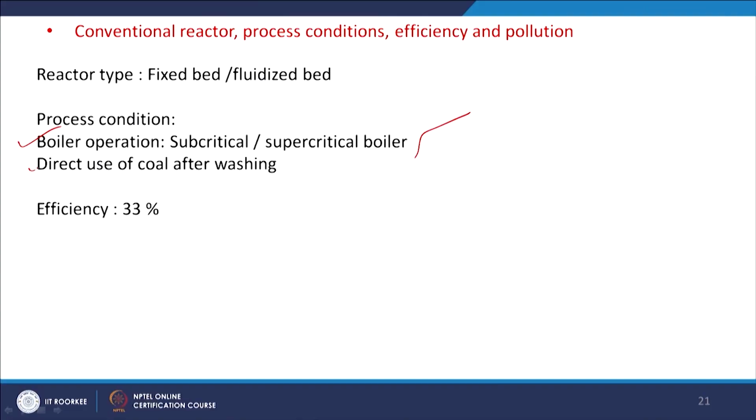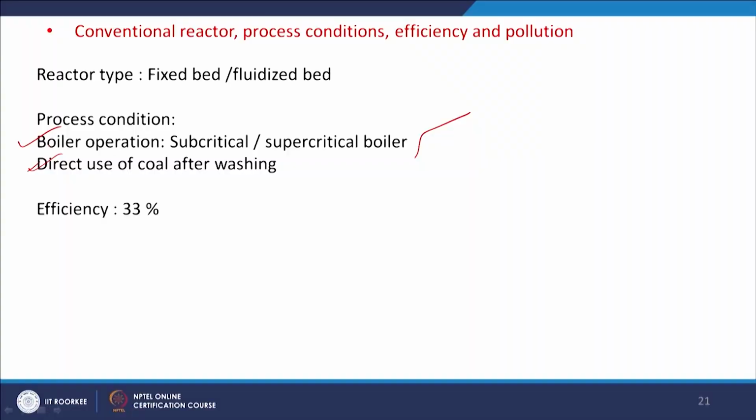And direct use of coal after washing. So, the coal has high ash and sulfur content. So, we need to remove the ash by washing, and after washing we will be using it for the thermal power plant, and then in this case the efficiency is around 33%.